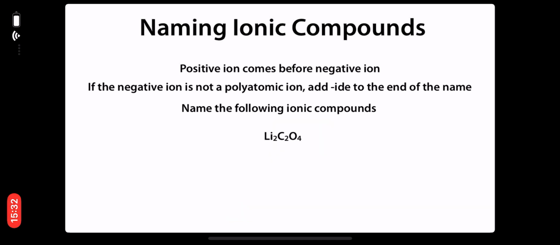Li2C2O4. Li2C2O4 is made from lithium and oxalate. So this is called lithium oxalate.